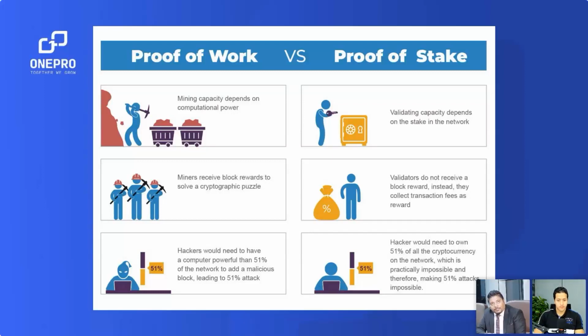Now, proof of stake, we call it POS. Validating capacity depends on the stake in the network. What is stake in the network? If you have money and you go to crypto.com, you can find the staking.